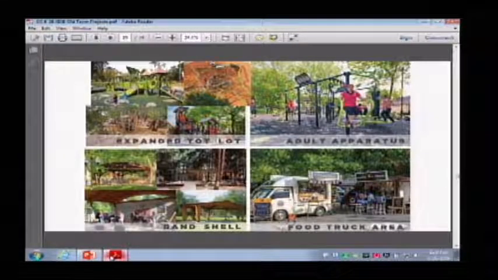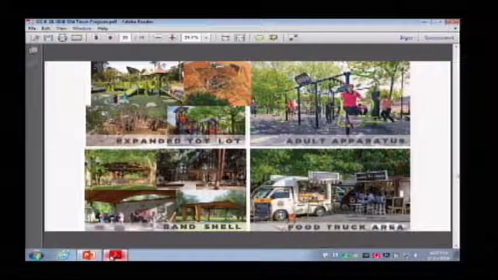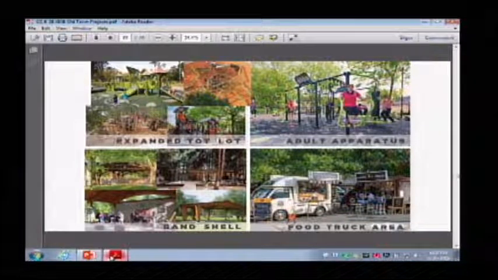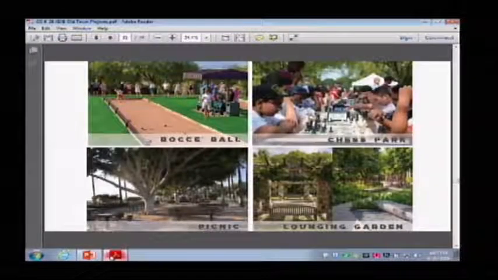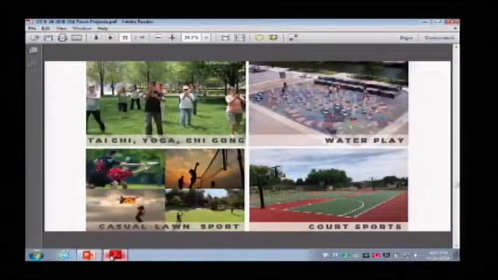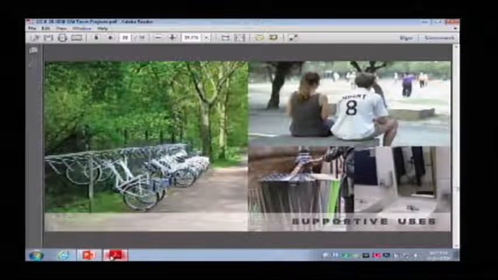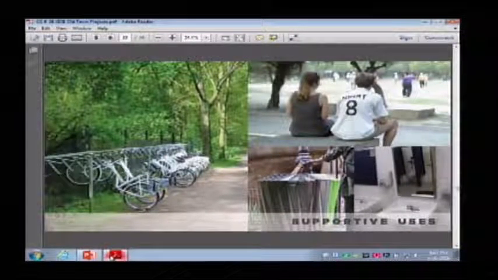Again, we went through programs. Some of them are quite similar to what we did for the property at the courthouse, but these are unique, and it was the proposal or idea that we would have an expanded tot lot, a compact adult apparatus exercise area, a band shell of some kind, an expanded area where food trucks could park on fiesta or other event days. And then again, we repeated bocce ball, chess park, picnic, a lounging garden, a place for mild physical sport, water play, casual lawn sport, and court sports. And again, the same support uses as we talked about at the courthouse property.